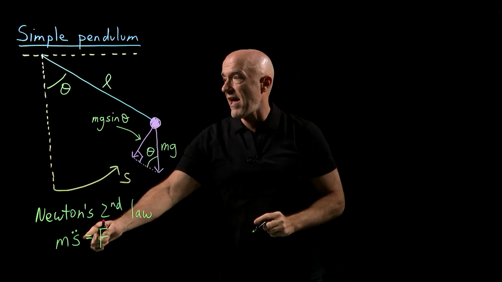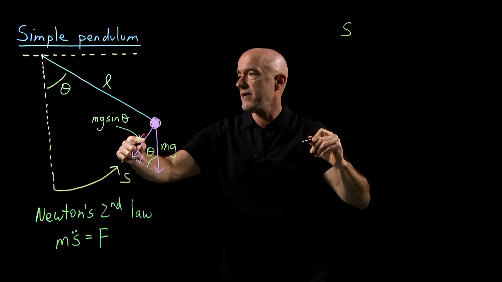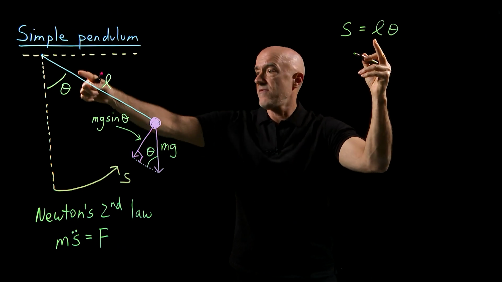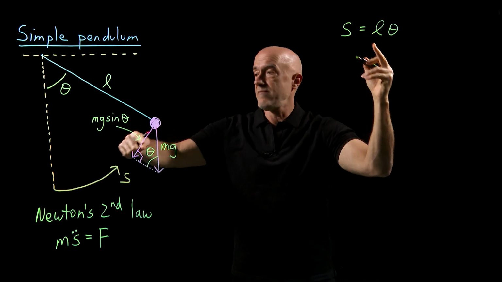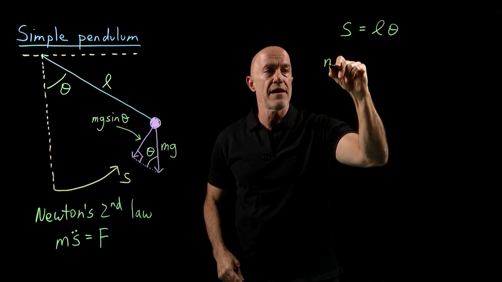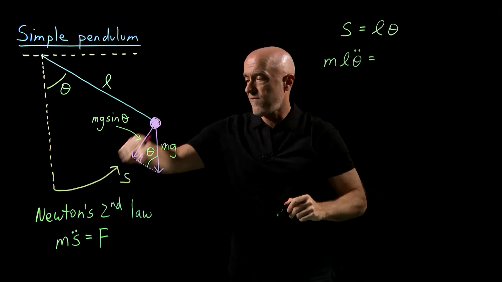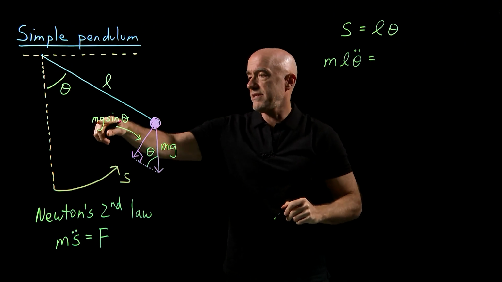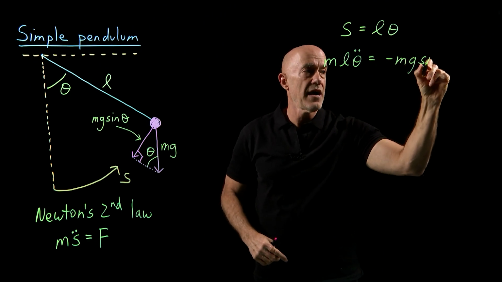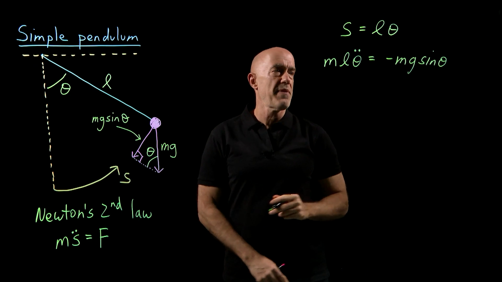So we need to resolve s in terms of theta. So our s, the distance along the arc, is just L times theta, right? L, the length of the radius of this circle times the angle. So then we got s double dot, so our equation becomes m s double dot, which is m L theta double dot, equal to the force along the arc, which is then the negative of mg sine theta, so minus mg sine theta. That's Newton's equation for our simple pendulum.